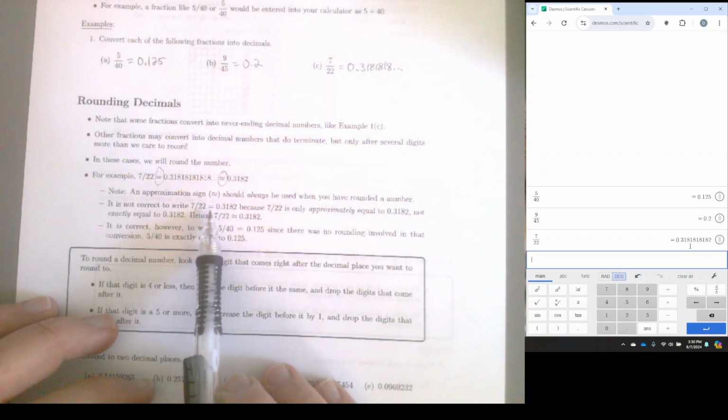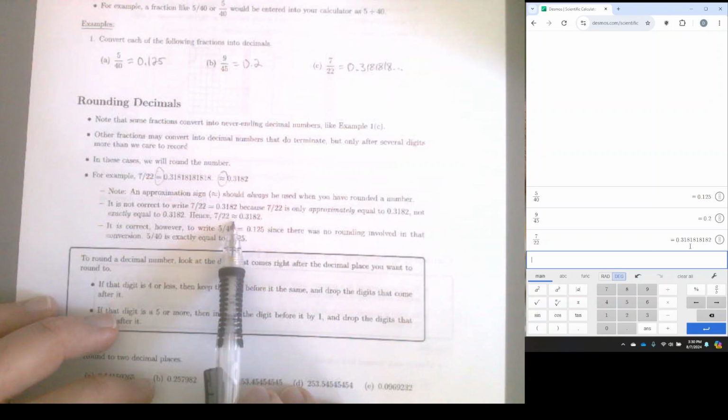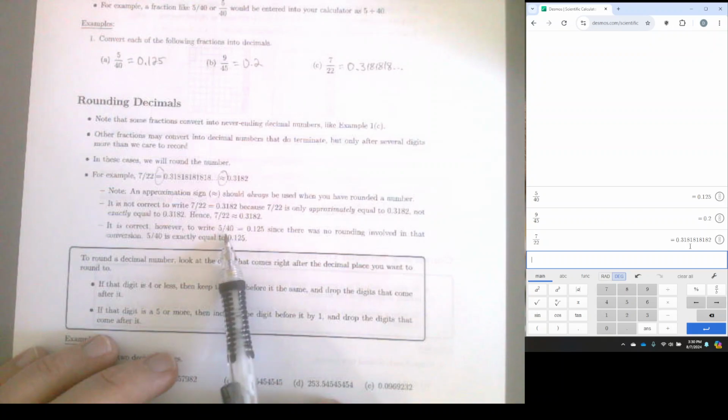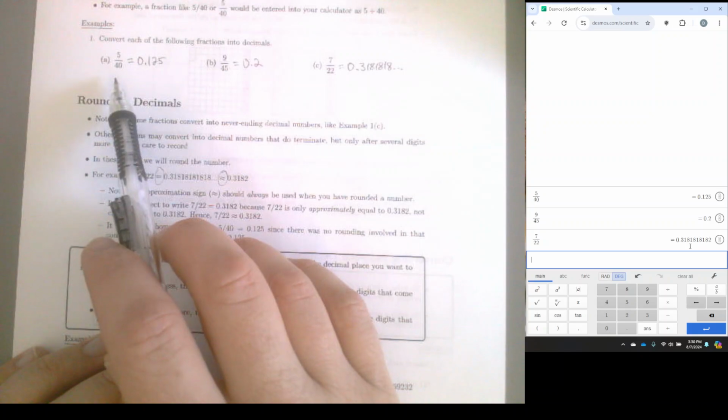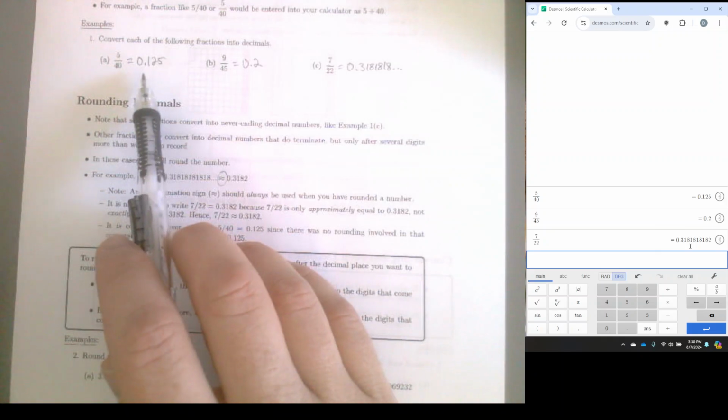You should always use an approximation sign if you have rounded a number, okay? So it's not correct to say 7/22 equals 0.3182. It is correct to say that 7/22 is approximately 0.3182. Now, on the other hand, it is correct to say that 5/40ths equals 0.125 because there was no rounding involved there, right? 5/40ths is exactly 0.125, no rounding involved.